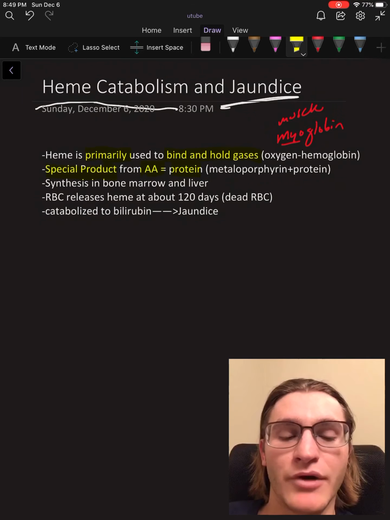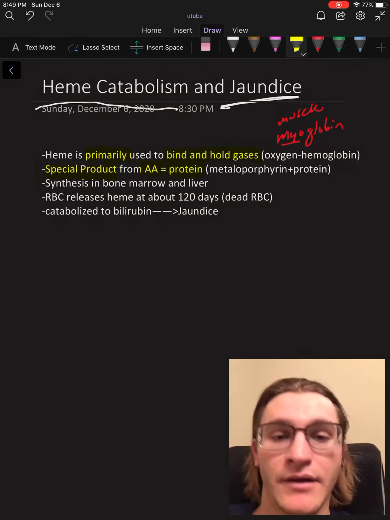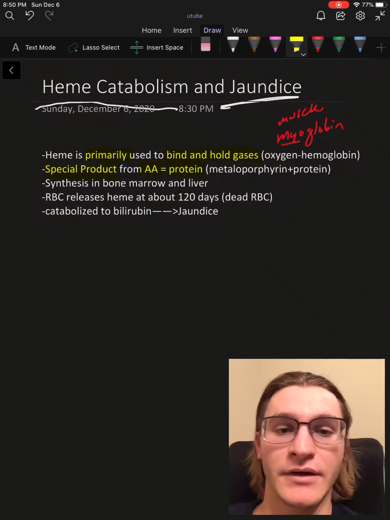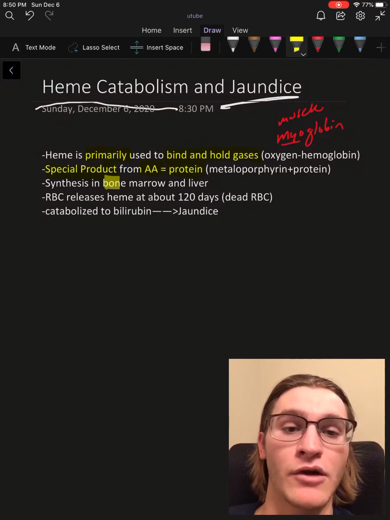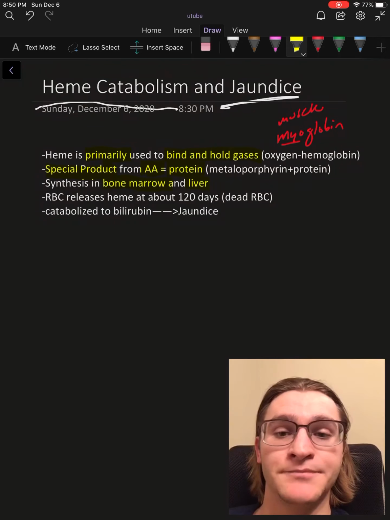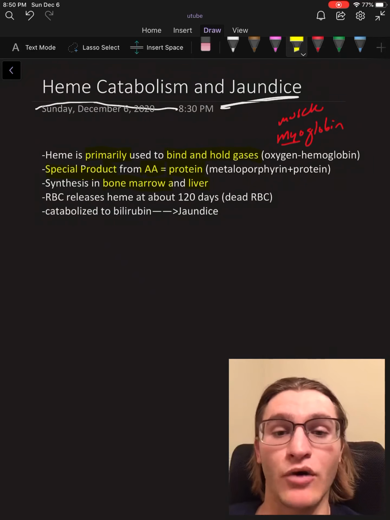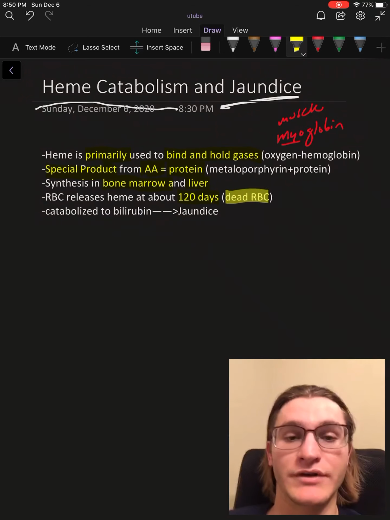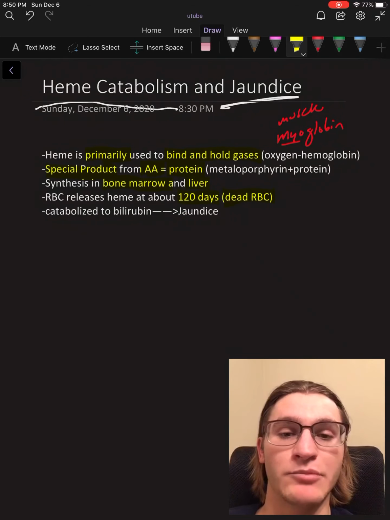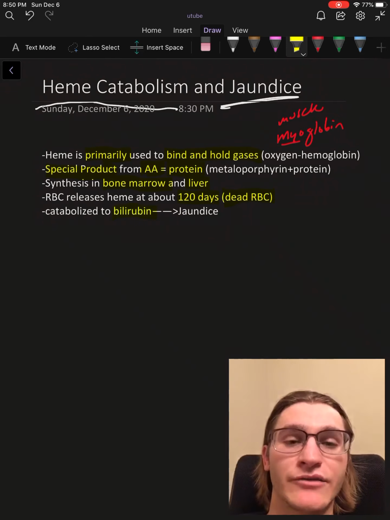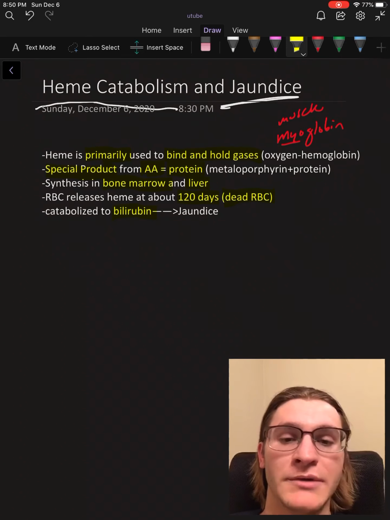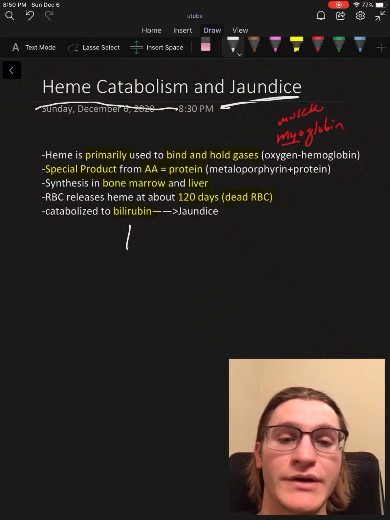There's going to be special products from our amino acids, and that means it's a protein. And synthesis is going to require metalloporphyrin and protein. The synthesis is going to be from bone marrow and liver, so that's going to be important to know. And they're going to attach to red blood cells. So the hemes that are attached to the red blood cells are like the hemoglobin, and they're going to be released at about 120 days when the red blood cell dies.